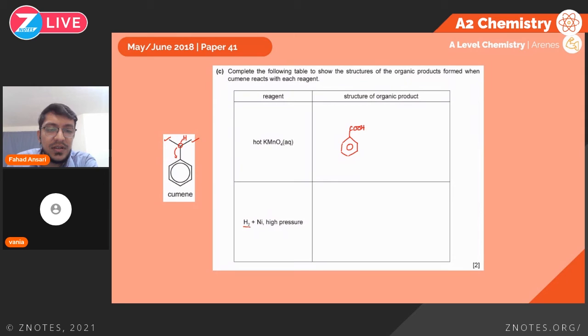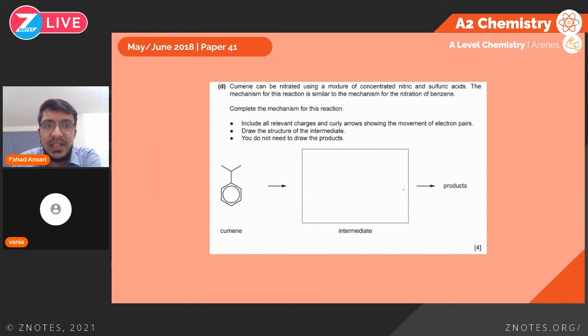And for hydrogen and nickel catalyst and high pressure, we know that the benzene ring is finally going to break the camel's back. And so what we're going to have is a skeletal formula with no ring, right? We're going to have no benzene ring over here. That's it. That's the answer. All right. Okay. Now, cumene can be nitrated using a mixture of concentrated nitric and sulfuric acids. So for this reaction, we have already seen that the electrophile is going to be the nitronium ion, NO2+.